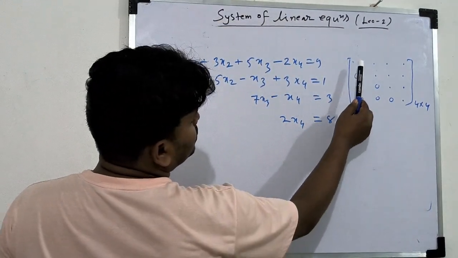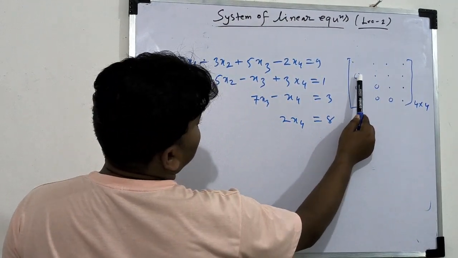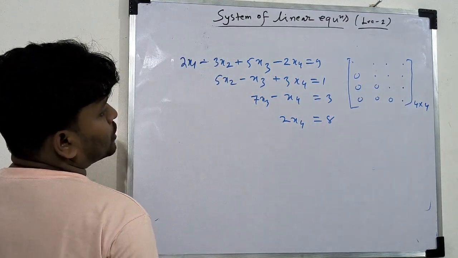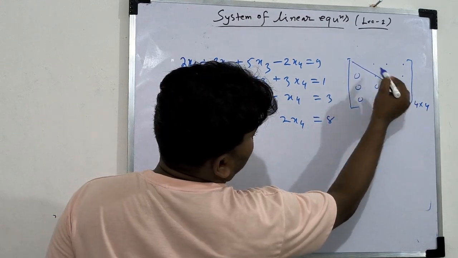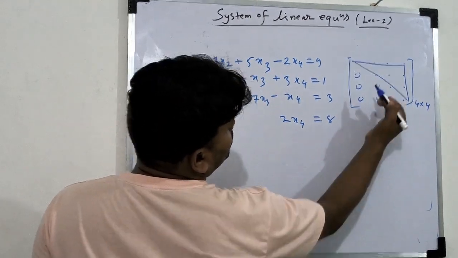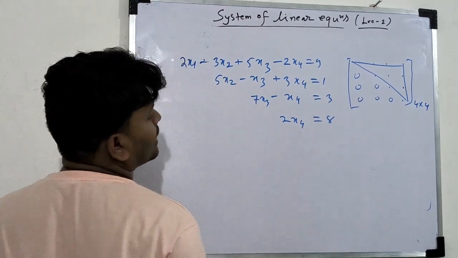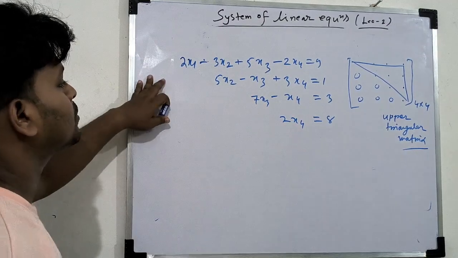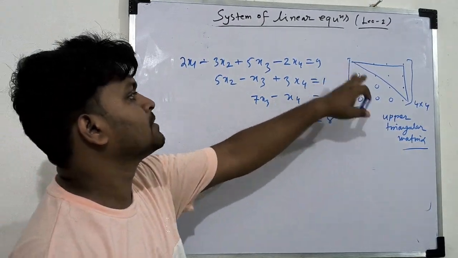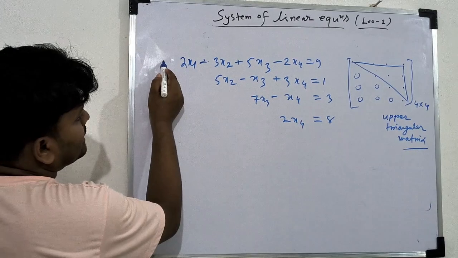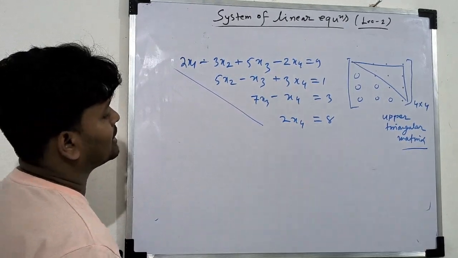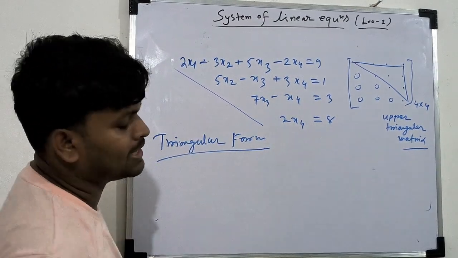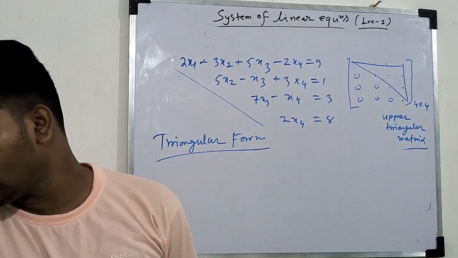So if you find the coefficient matrix for this system, we will get non-zero, non-zero, non-zero, non-zero, and then 0, non-zero, non-zero, non-zero, then 0, 0, non-zero, non-zero, and 0, 0, 0, and the last is non-zero. So this is a triangular matrix, an upper triangular matrix, whose every element below the diagonal is 0. Whenever the coefficient matrix for a system of linear equations is an upper triangular matrix, we say that this system is in triangular form.